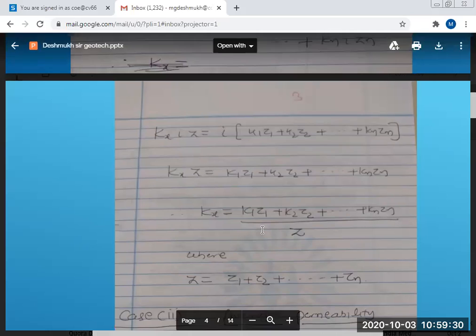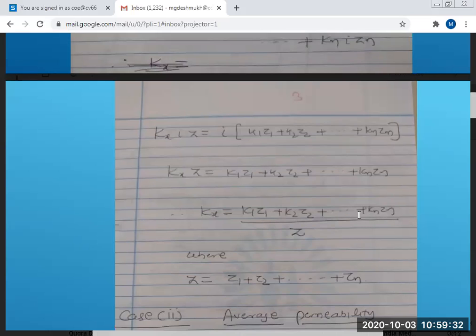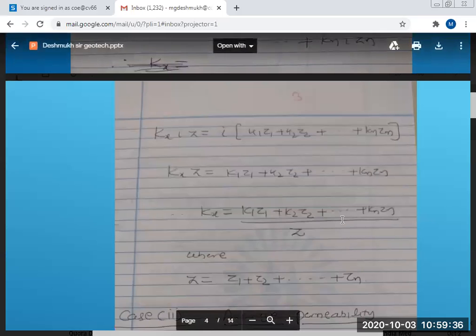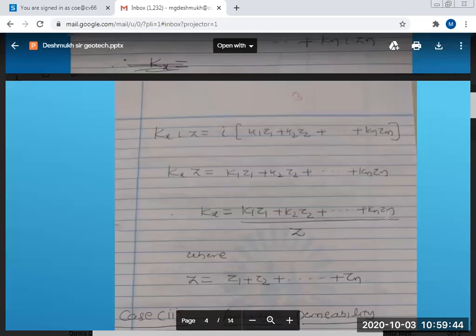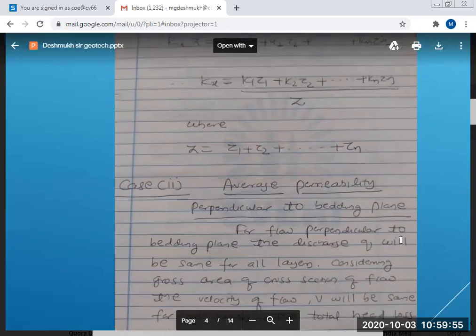Kx is equal to K1 Z1 plus K2 Z2 plus Kn Zn divided by Z when they are parallel to each other. So remember, K1, K2 up to Kn are the coefficients of permeability of each layer. Z1, Z2 up to Zn are the thicknesses of each layer, and Z is equal to the total thickness, which is given by Z1 plus Z2 up to Zn. So this derivation is for the parallel one.